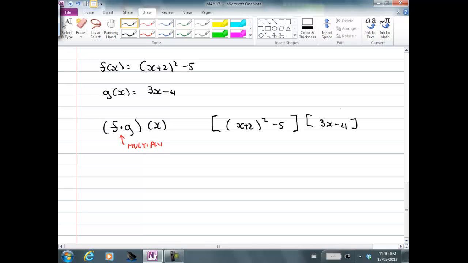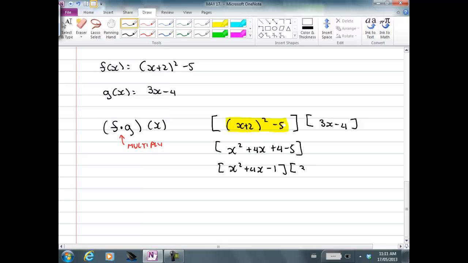But the problem really comes from this first bracket right here, because this is really confusing. Why don't we expand that and simplify to make your life a lot easier? So go ahead, expand and simplify the yellow part. I'm going to use my shortcut. X squared plus 4x plus 4 minus 5. Again, I can simplify a bit more. This becomes x squared plus 4x minus 1.